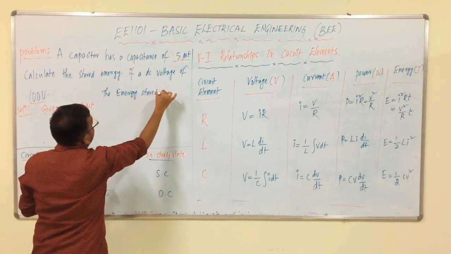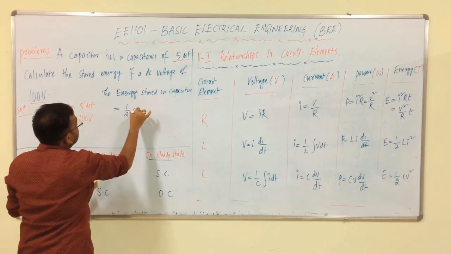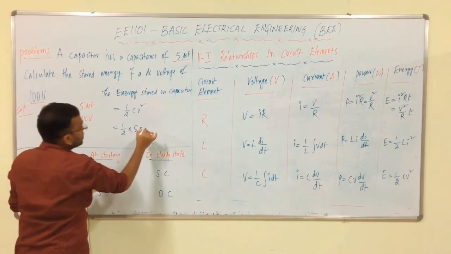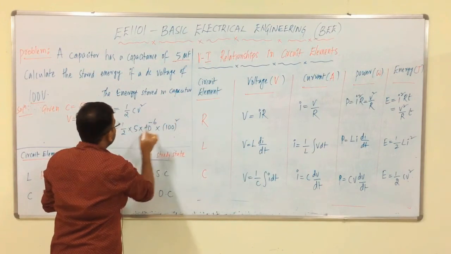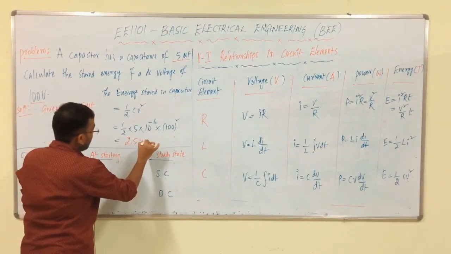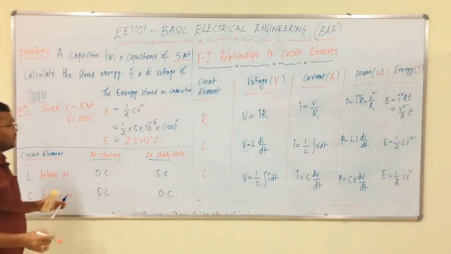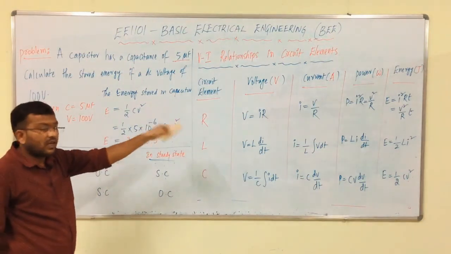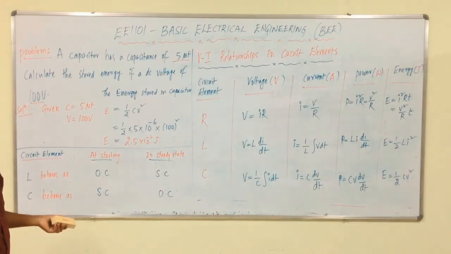We know that the energy stored in a capacitor is equal to half C V square, that is half into 5 into micro, meaning 10 power minus 6, into 100 square, that is 2.5 into 10 power minus 2 joules. This is E. So, this is the problem regarding this concept. This is the summation of all three components, and this is the summation of L and C. This is about R, L, C.